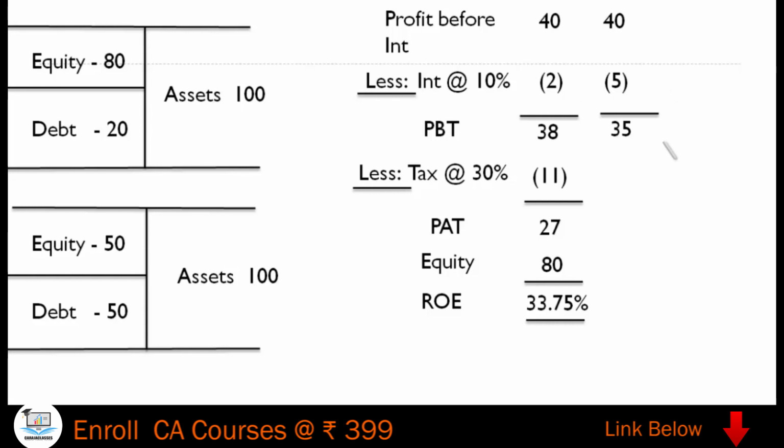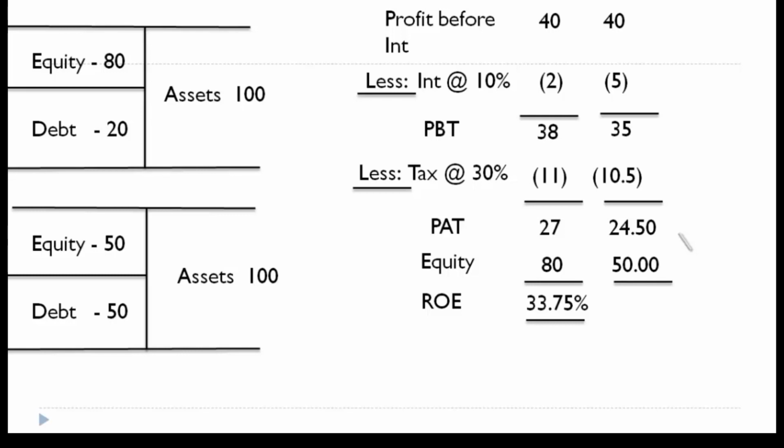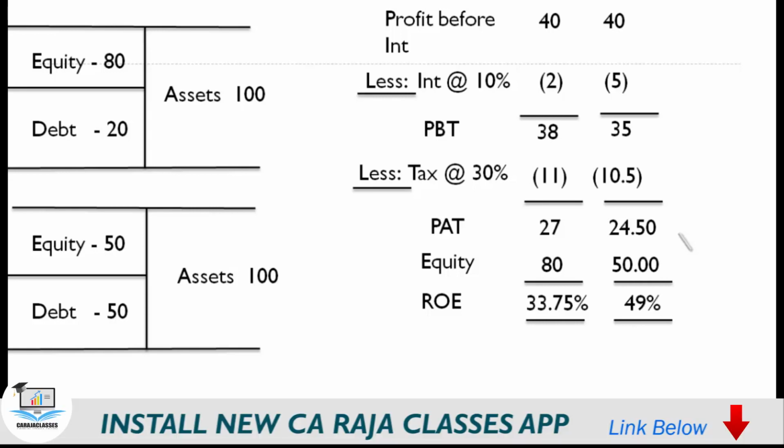So the profit before tax is coming down from 38 to 35. And there will be tax on this profit, say at 30%, and it's close to 10.5. So profit after tax is 24.5. So literally in value terms the profit after tax has come down. But what was the investment of equity shareholders? Previously it was 80, now it is 50. Now what is the return available for equity shareholders, which is 24.5 divided by 50? It is 49%. So the return available for shareholders has increased from 33.75 percent to 49 percent. It's a whopping 15% jump.